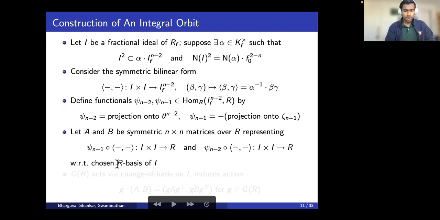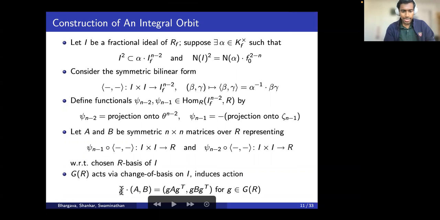And if you choose an R-basis of I, then you can represent these two symmetric bilinear forms with n by n symmetric matrices over R. And those are going to be the matrices A and B. Okay, so that's how you get the matrices A and B. And now the group G(R) acts via change of basis on I, and that action induces the action that I defined before. G acting on (A, B) is just change of basis on (A, B). So that's how you get an orbit from a square root of the class of the inverse different.